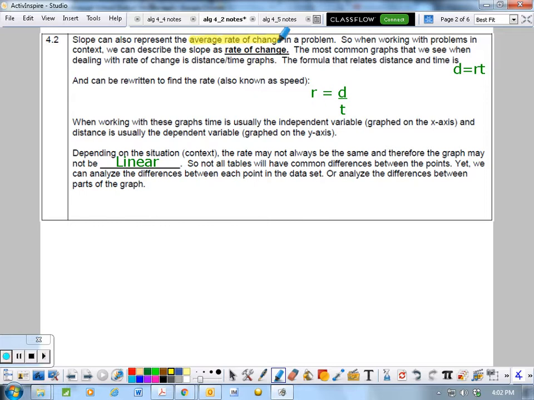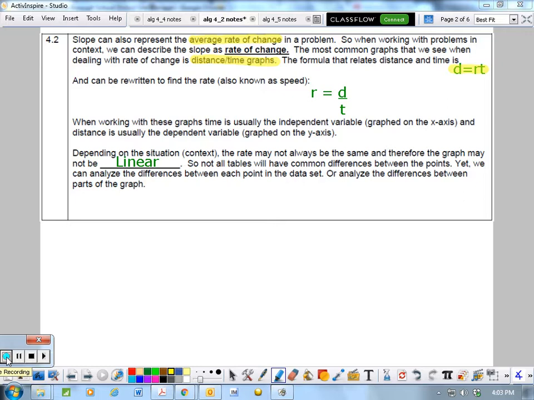The most common graphs we see when dealing with rate of change are distance and time graphs. And so instead of an x-axis and a y-axis, our x-axis would be our time, and our y-axis would be our distance. The formula that relates distance and time is d equals rt. And that formula is distance equals rate times time.